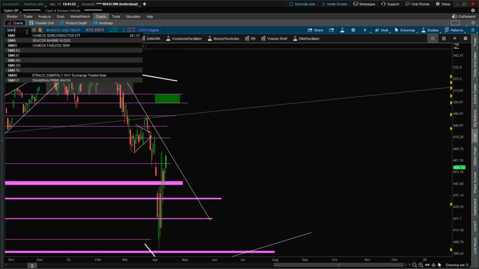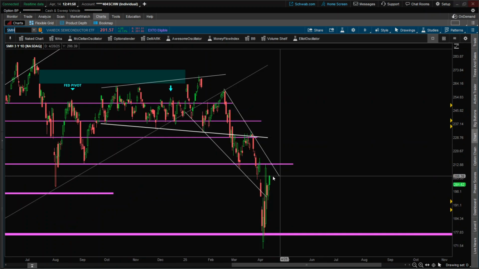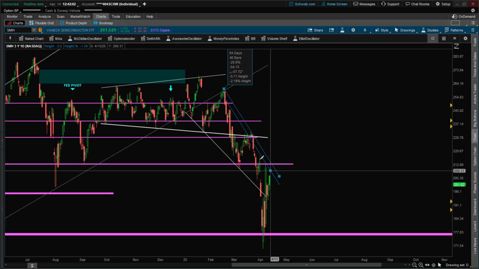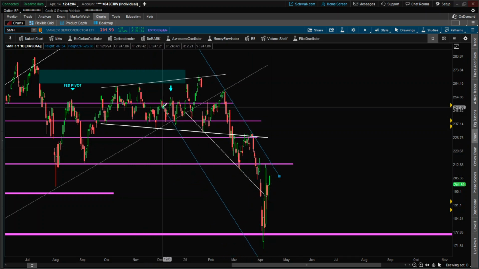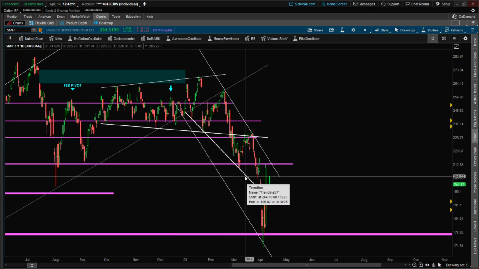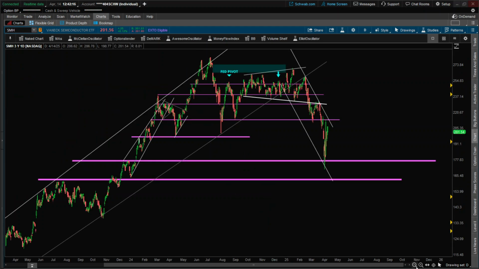SMH. SMH here, I think we could redraw this as a channel. A couple ways you can look at this. We can redraw a channel there for now. And do we get another low? We do have a nice zone here that we reached, but we didn't make it to the bottom of. So if we do make another lower low, perhaps we get all the way down to 163.